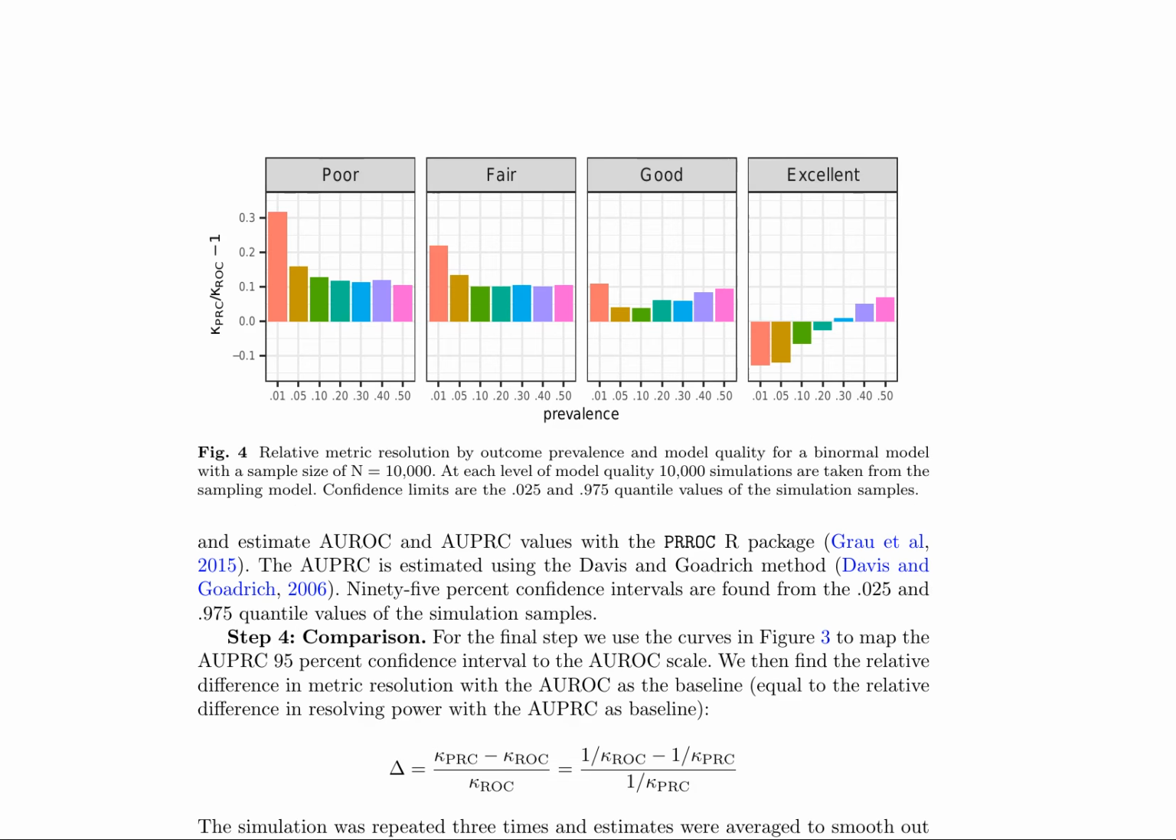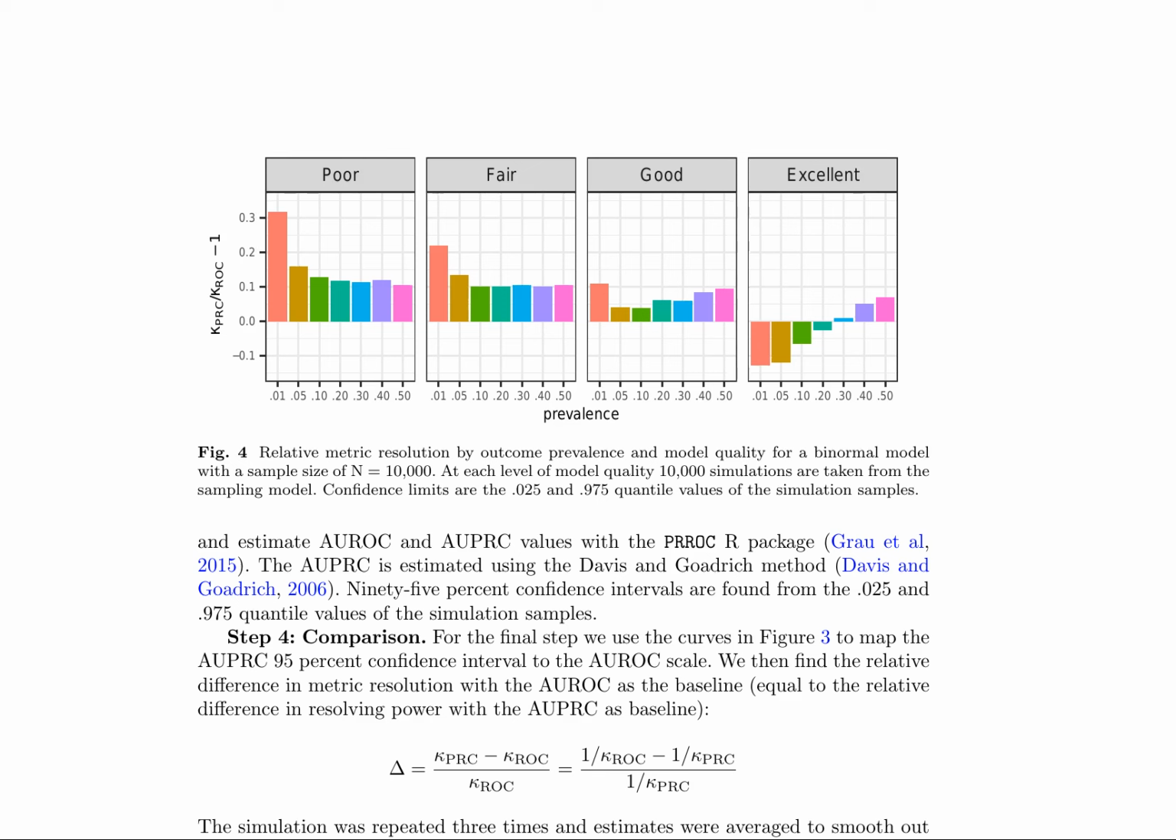This paper examines the comparative performance of two metrics, AUPRC and AUROC, in assessing the quality of a classification model. It delves into how these metrics differ in their resolving power under various conditions such as prevalence and model quality. Using a binormal model with a sample size of n equals 10,000, the authors simulate these conditions. They estimate AUROC and AUPRC values using the PRROC R package and calculate 95% confidence intervals from simulation samples.